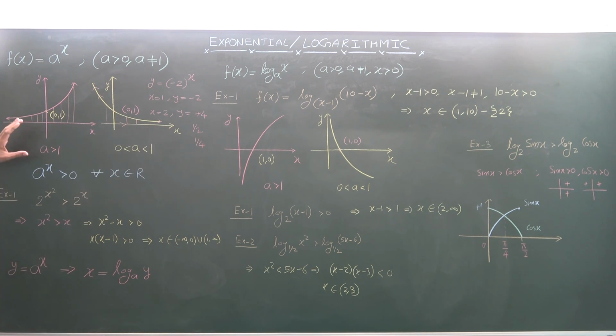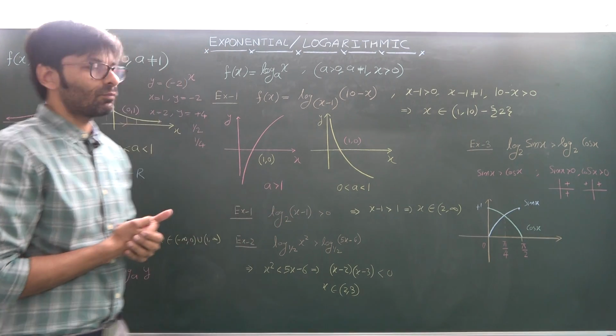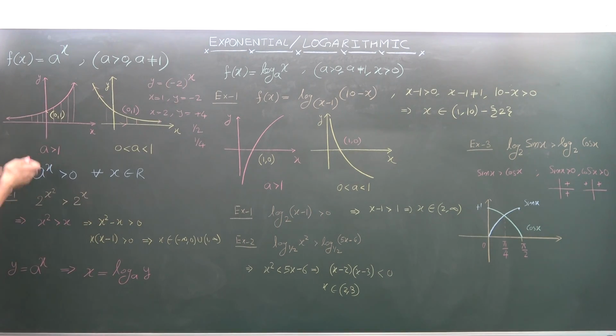In this behavior, output is proportional to input, and in this particular graph, output is inversely proportional to input. And one more thing, both these graphs do not touch the x-axis, and all values are greater than 0, which means the exponential curve is always positive for all real values of x.